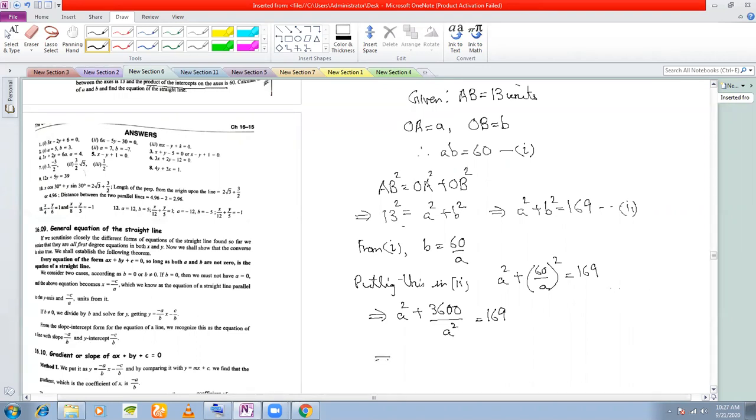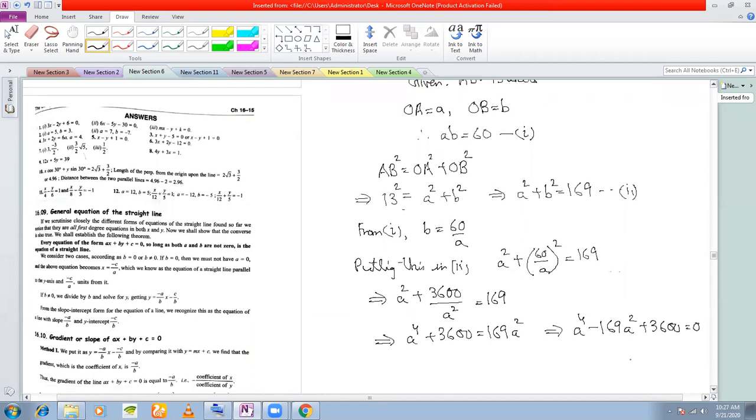So what you get here is A to the power of 4 plus 3600 is equal to 169 A square. Means A to the power of 4 minus 169 A square plus 3600 is equal to 0. Okay, now you get a quadratic in A square here.